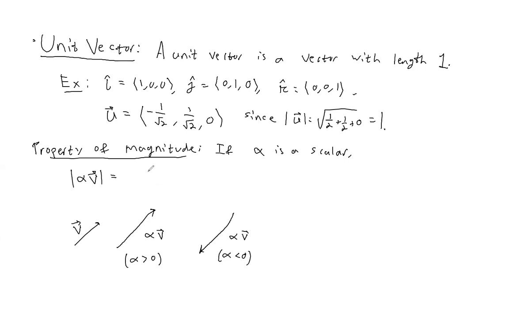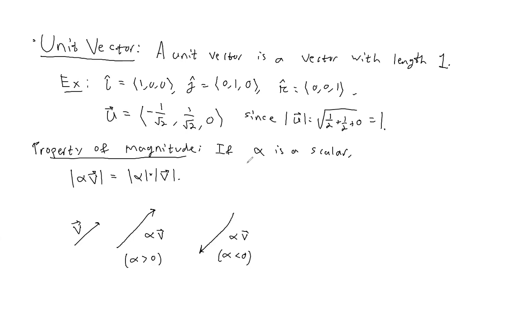So if alpha is a scalar, then what that tells us is that the magnitude of alpha v is the magnitude of alpha, or the absolute value of alpha, times the magnitude of the vector v. And that's very useful for us. It turns out that's a very useful property, and I'll tell you why.